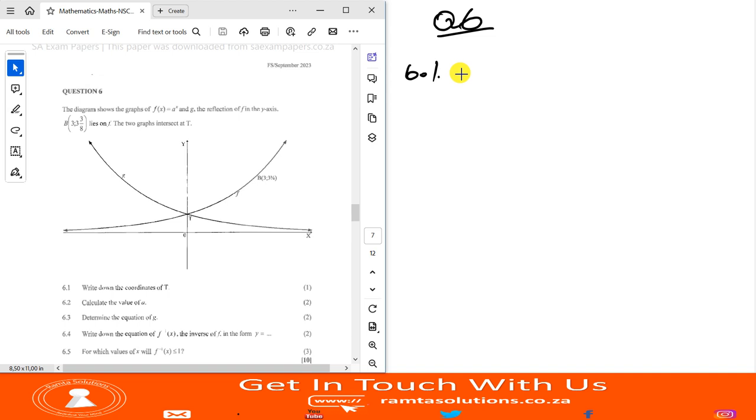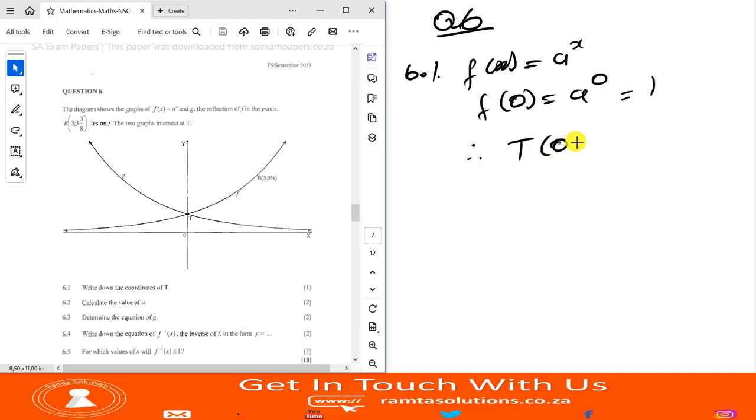Hence this is 1 mark. If you like, you can say f of x is equal to, remember guys, where there's x you put 0, it'll mean f of x is equal to 1. So T has coordinates 0 and 1. But let me show you: f of 0 is equal to a to the 0, because the x value here is 0. So what is this? This is 1. Therefore, T is (0, 1). Perfect.